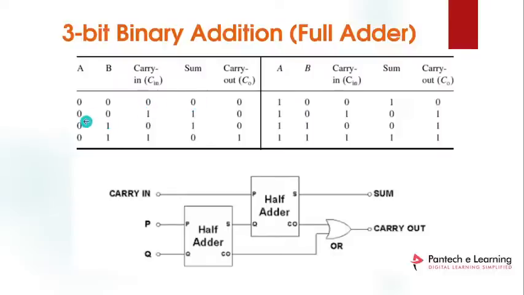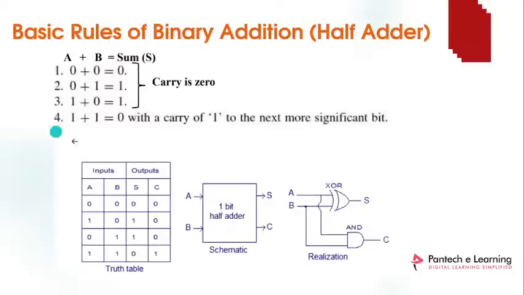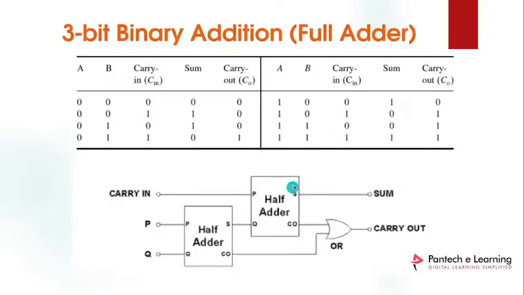If the input is 0 0 1, the sum is 1. Why? Because in the XOR gate of the half adder, the inputs are 0 and 1. In the truth table of the XOR gate, if you have inputs 0 and 1, the output is 1. That's why the sum is 1 and carry is 0. That's how we calculate the full adder.